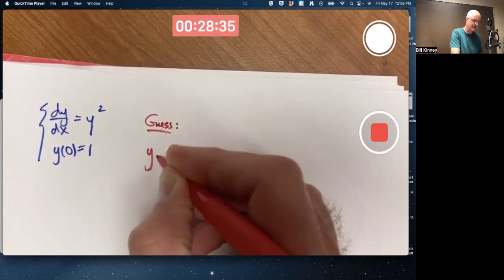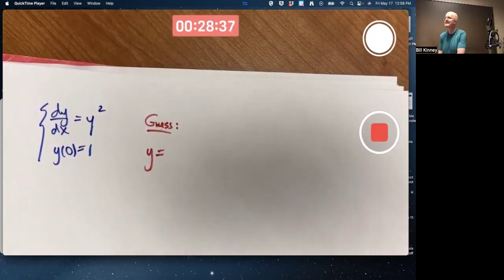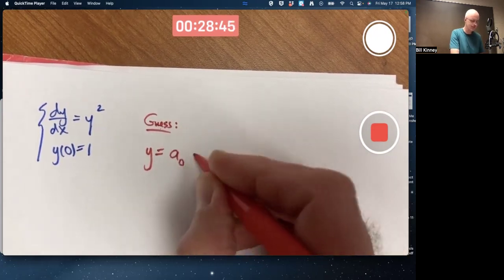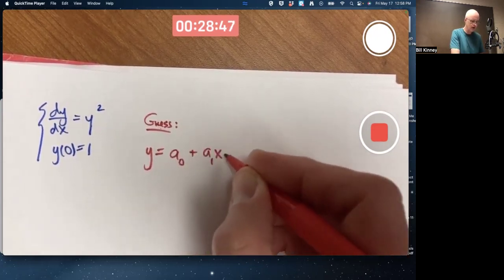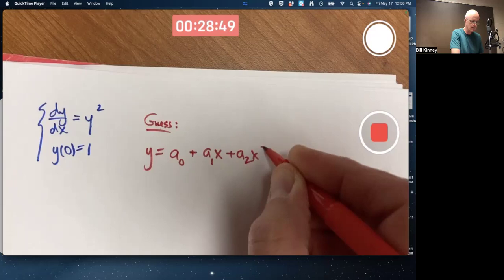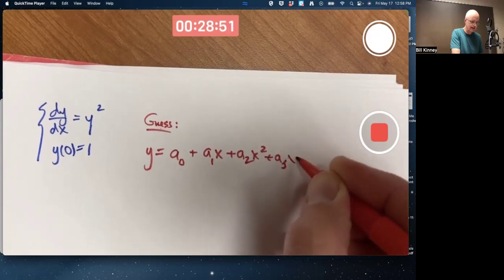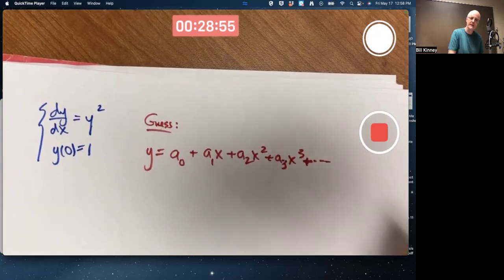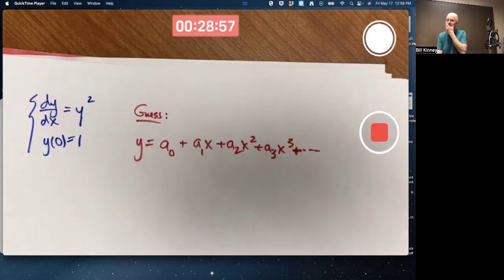a power series in X centered at X equals 0, where the coefficients A0, A1, A2, A3, etc., need to be figured out, need to be determined. Let's guess a solution of this form.